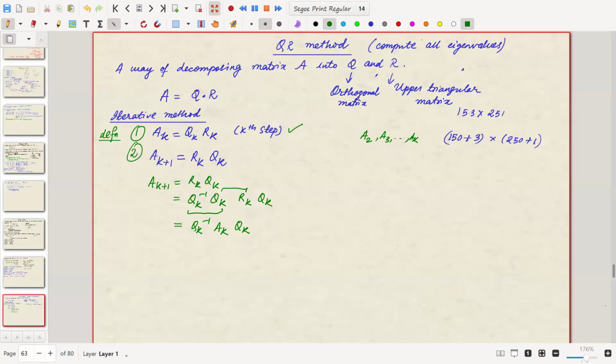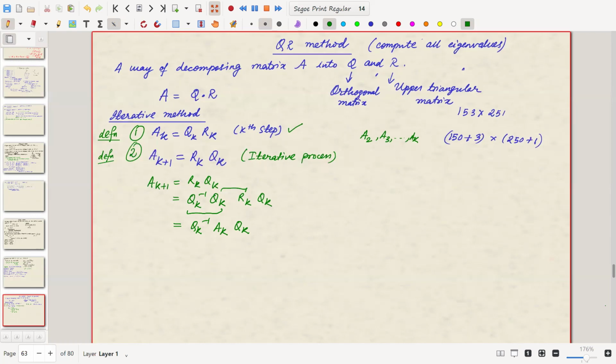This is the second step of the method. And this also I am defining that A_{k+1} should follow R_k into Q_k. This is the rule. This is the iterative rule, the iterative process for QR. Now, I am giving you a motivation why we do it, because it is easier to visualize it.